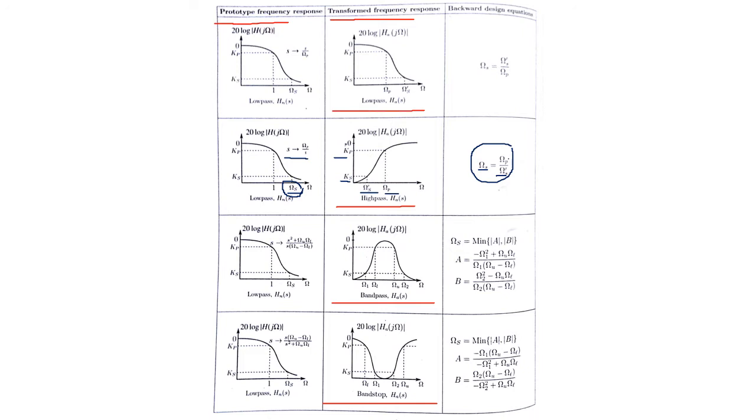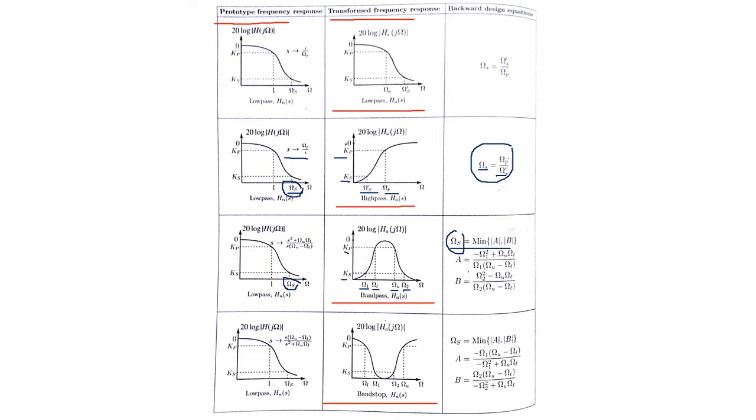Similarly, in order to design band pass filter, the known values are lower cutoff frequency omega l, upper cutoff frequency omega u, upper stop band frequency omega 2 and lower stop band frequency omega 1, kp value, ks value. With the help of this, first we are supposed to find omega s. This omega s is stop band frequency of normalized low pass filter. With the help of this formula, that is omega s equal to minimum of magnitude of a and b, where a and b is defined here.